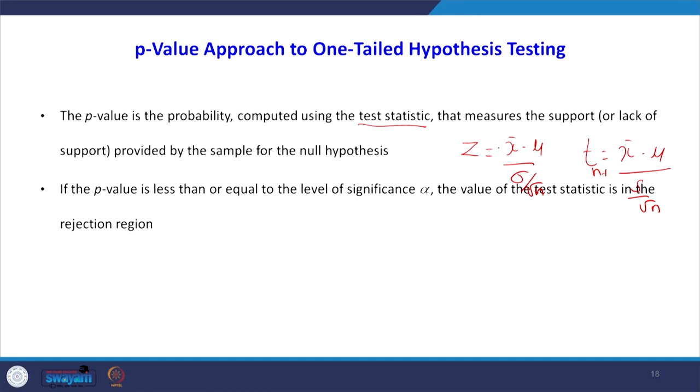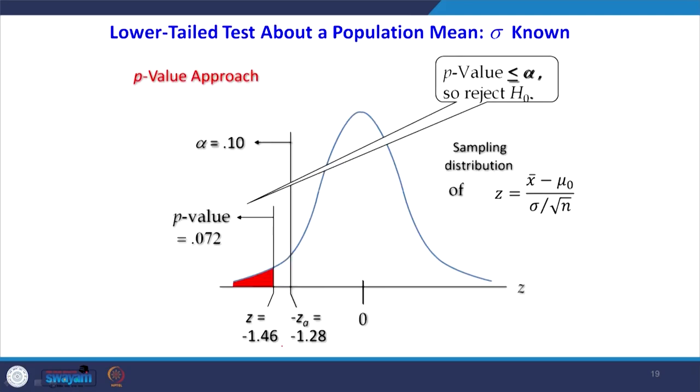If the p value is less than or equal to the value of alpha, then the value of the test statistic is in the rejection region. I will show you in the next slide. Reject H naught if the p value is less than alpha. If the p value is very small, it is not supporting the null hypothesis, so you have to reject it, where alpha is the significance level. We will see how to do hypothesis testing using the p value approach.